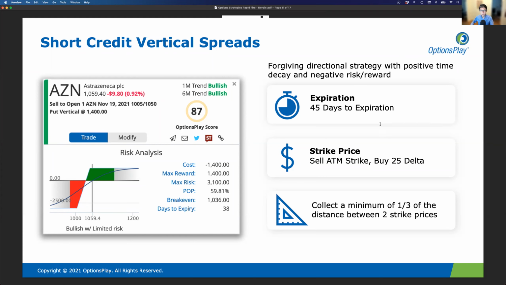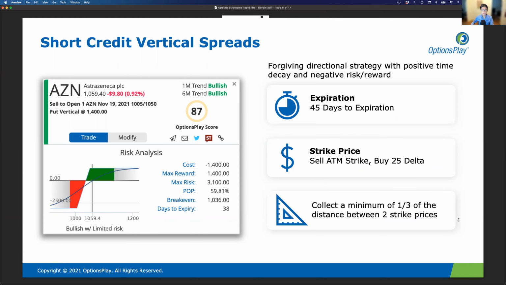Whenever you're trading these types of strategies, this is really when you want to go out no longer than 45 days to expiration. And you always want to sell an at-the-money call or put option and then buy a 25 delta call or put against it. And the rule of thumb here for a credit spread is that you want to try to collect 1/3 of the distance between the two strikes.